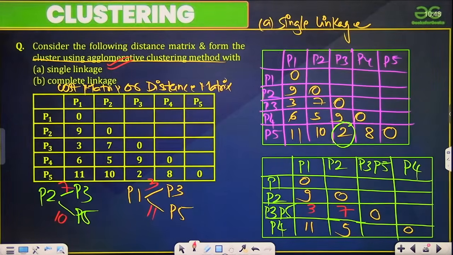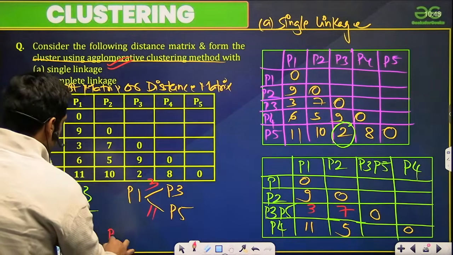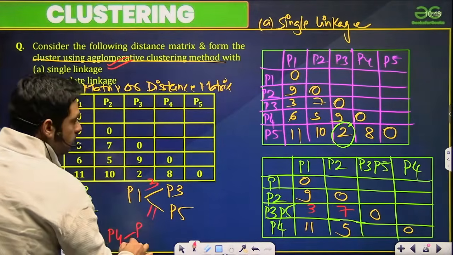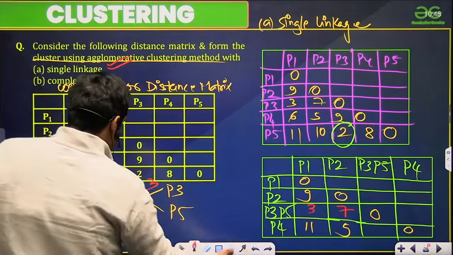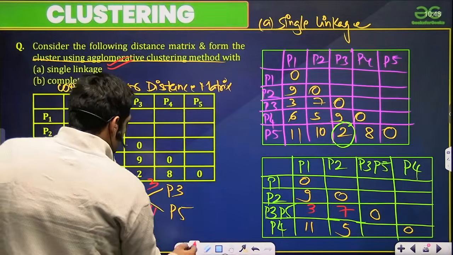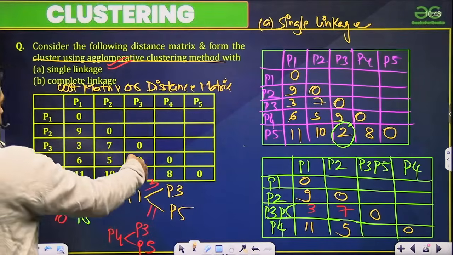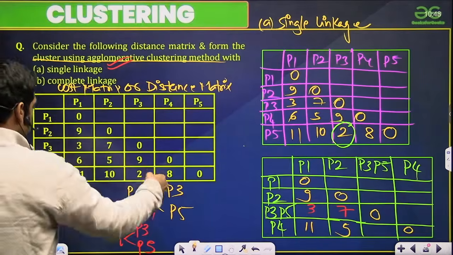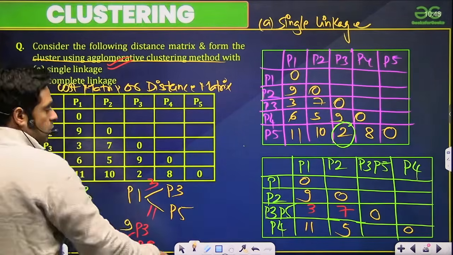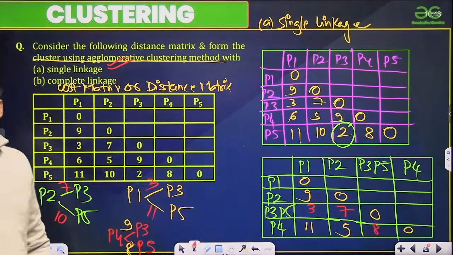Then again I have to check P4 from P3 and P5. The distance of P4 from P3 is 9, and P4 from P5 is 8. So what is the lowest one? The lowest one is 8 here, so I'll put 8.